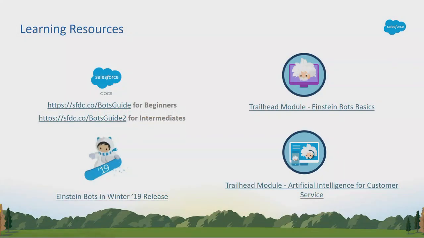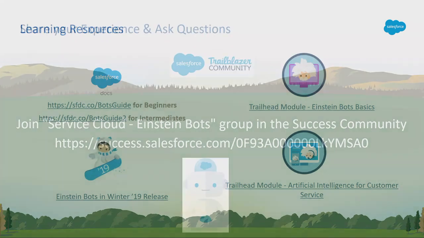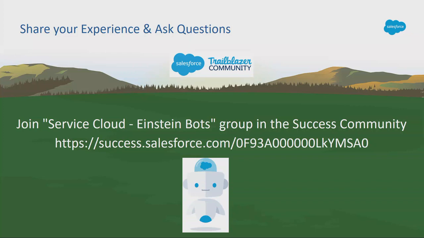There are a lot of resources available for working with bots, including beginner and intermediate guides. There's also a couple of Trailheads. There's also the release notes. As I mentioned, we've used Winter '19 today, and some of the features that we've used aren't available until then. I would also strongly recommend that you join the Service Cloud Einstein Bots success group, share your ideas, your use cases, your successes, and your frustrations.